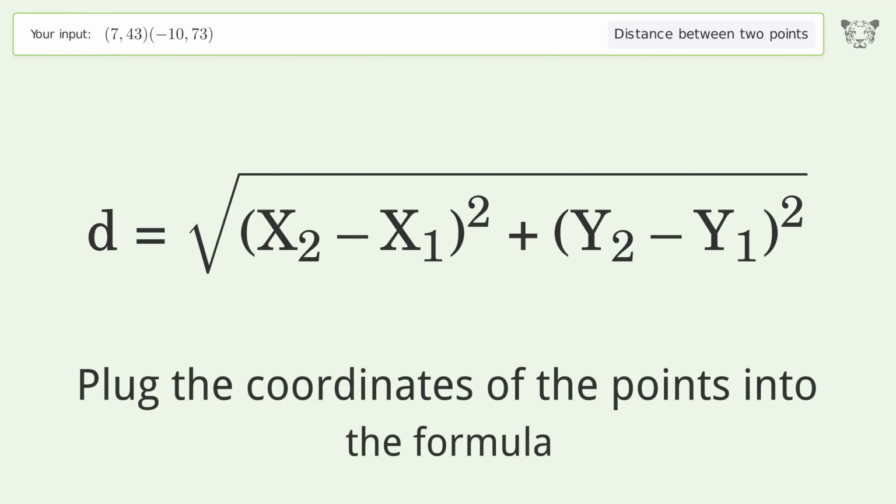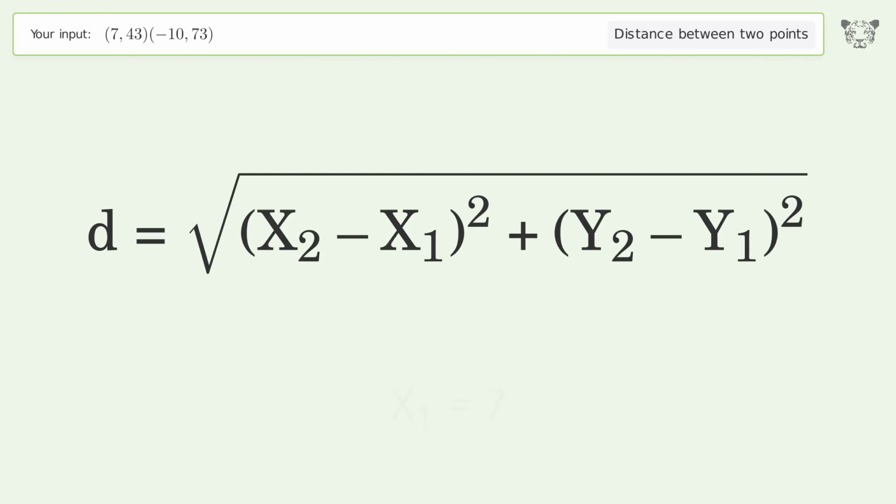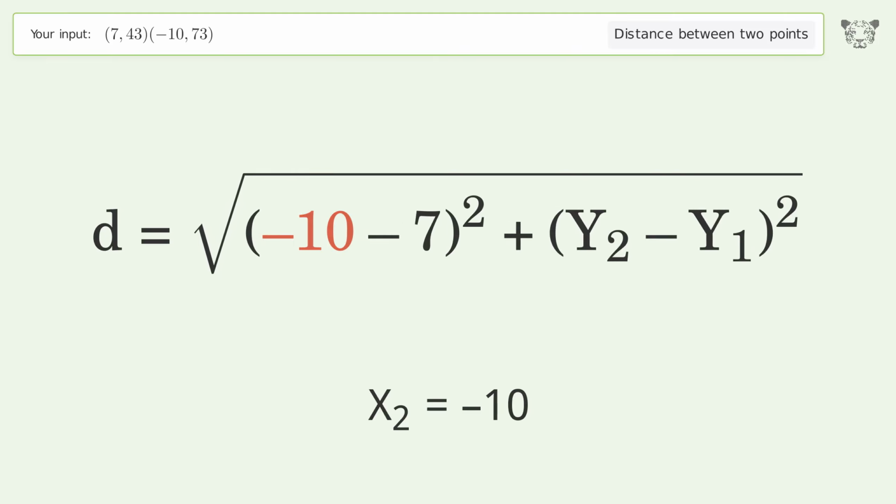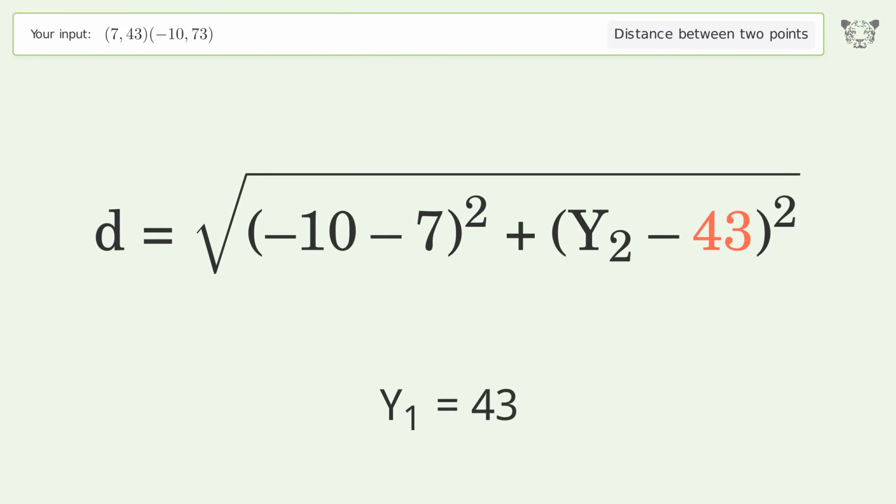Plug the coordinates of the points into the formula. x1 equals 7. x2 equals -10. y1 equals 43. y2 equals 73.